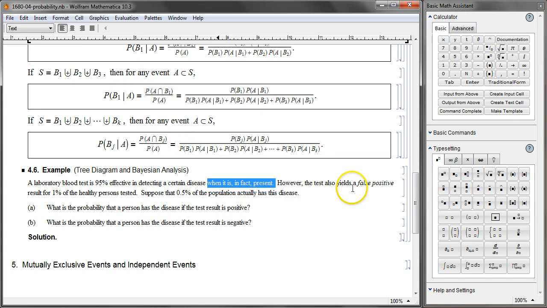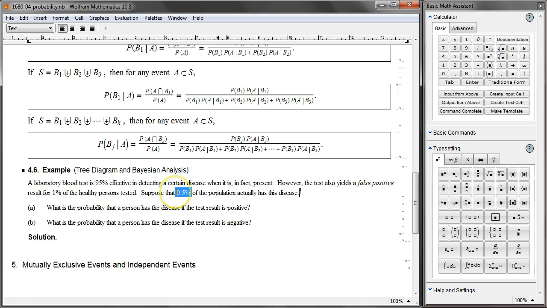Next, false positive for 1% of healthy persons tested. This time, we don't see a key phrase like when or if or given that, but still you can see that this is a conditional probability because this applies only to healthy persons. Also, it says false positive.